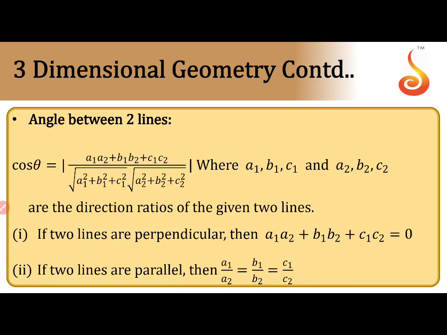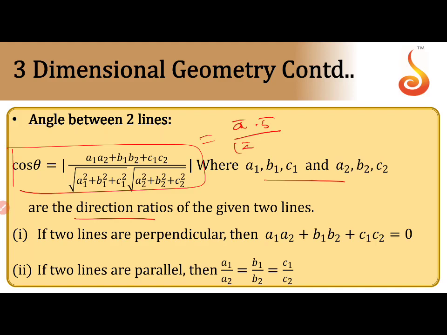So, angle between two lines. Two lines' DRs are given. First line DRs a1, b1, c1. Second line DRs a2, b2, c2. Then the angle between the two lines when the direction ratios are given is cos theta equal to modulus of a1 a2 plus b1 b2 plus c1 c2 by root over a1 square plus b1 square plus c1 square into root over a2 square plus b2 square plus c2 square, which is the same as a dot b by modulus A into modulus B. So how do you get A dot B?